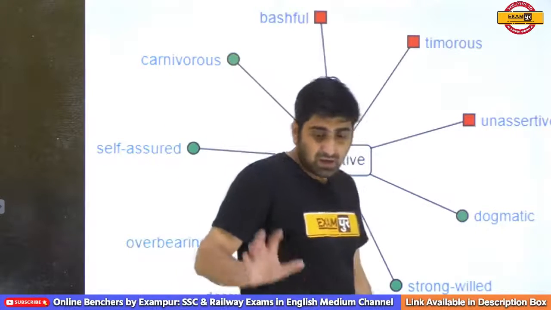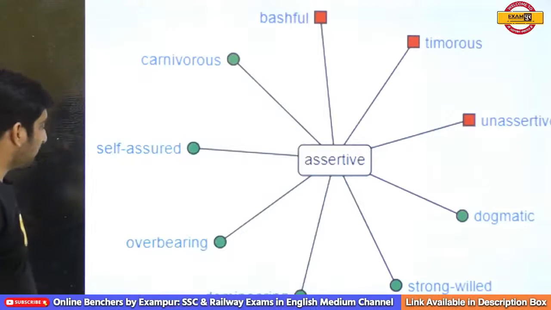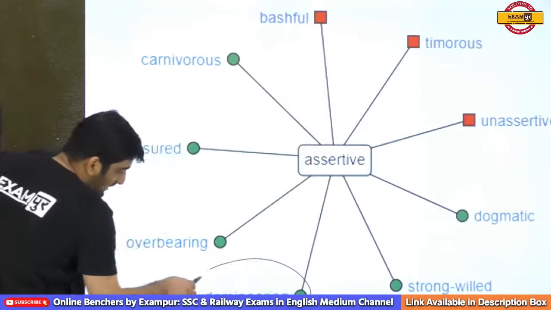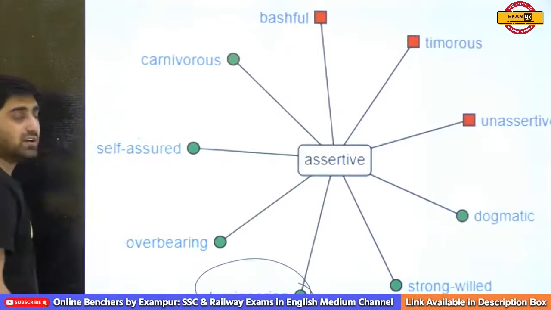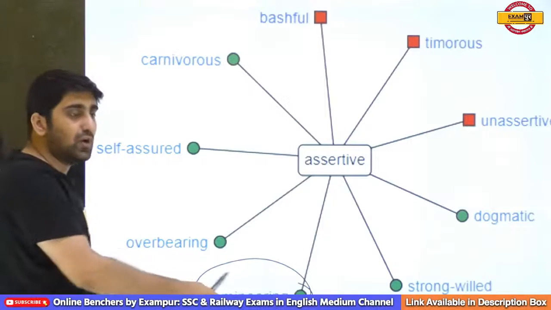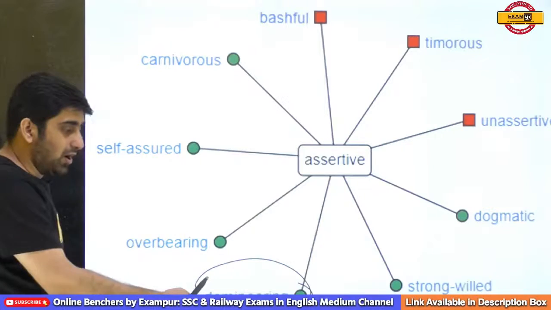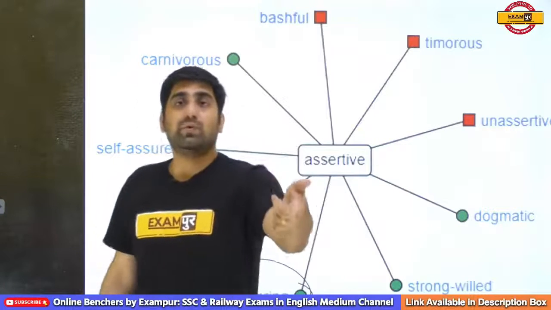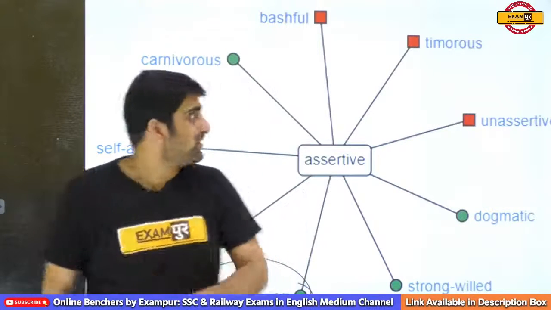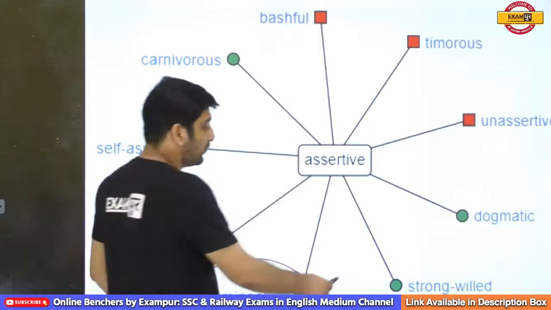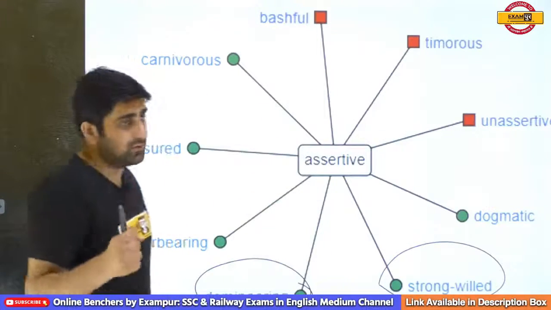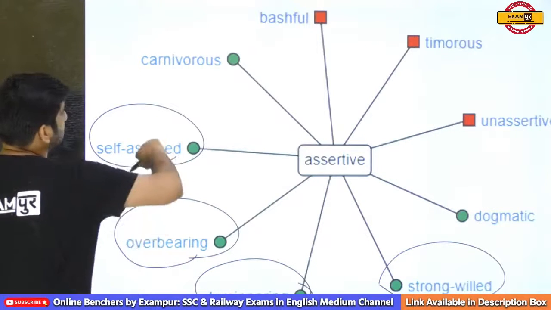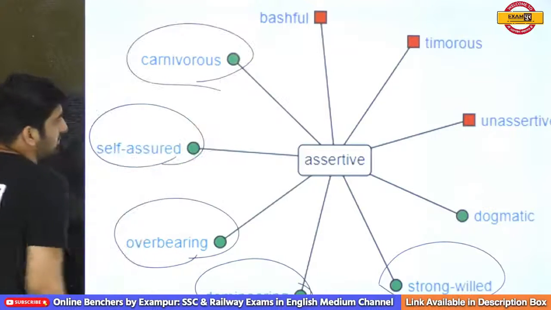What do you mean by assertive? Assertive basically means domineering. Guys, I repeat, assertive basically means domineering. What is domineering? One who dominates, or is authoritative, or obliges somebody, insists, orders somebody to do something what he or she wants. Okay. Similarly, we have some other words like strong-willed, who has strong willpower and is overbearing and is self-assured, who believes in himself.